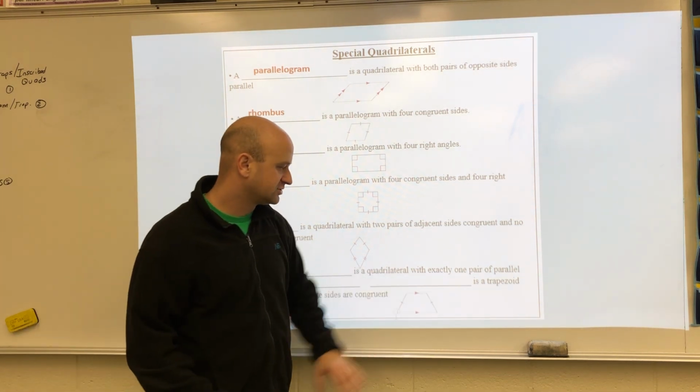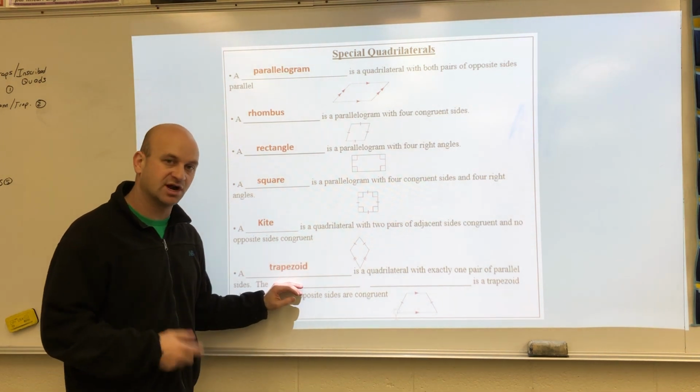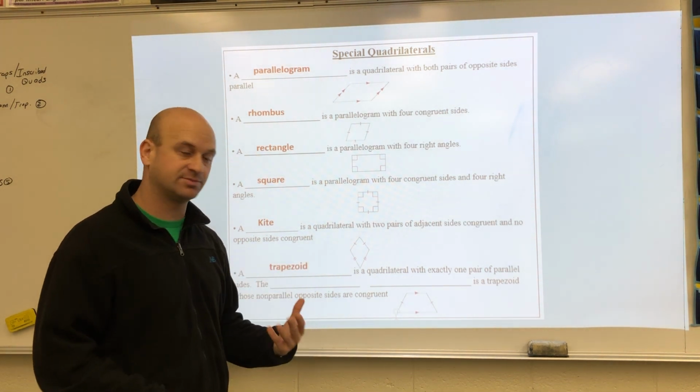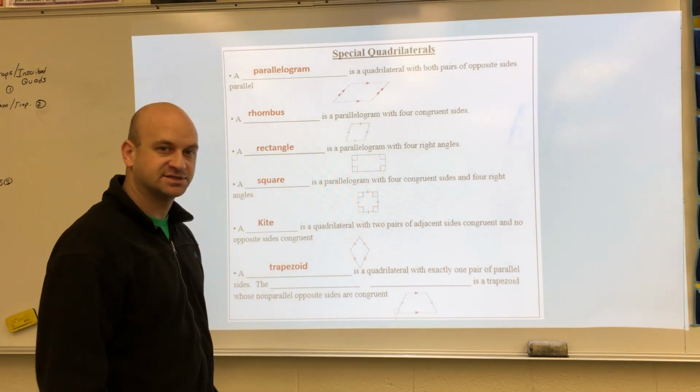All right, down here we have a quadrilateral with exactly 1 pair of parallel sides, and this is going to be a trapezoid. We have a special trapezoid in which the sides are congruent, and that's going to be an isosceles trapezoid.